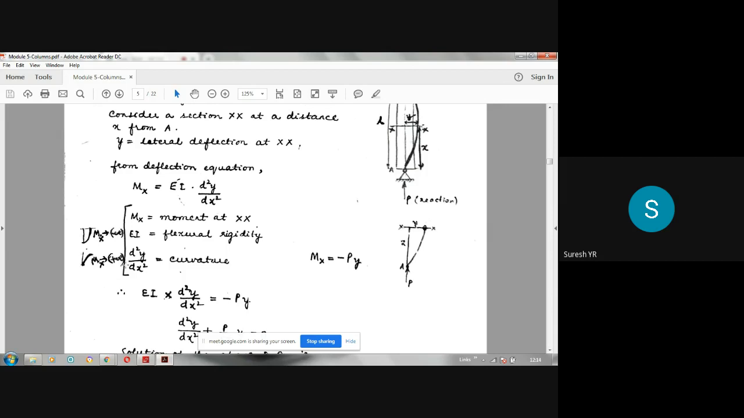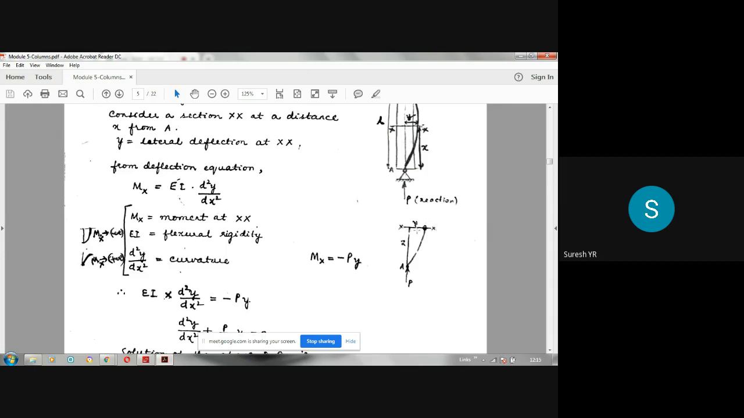So this is a little bit opposite of that of the beam. This is how the sign convention is used. So Mx in this case is negative because the buckling is like this. And what is that moment? P into y. So it is minus P into y. So Mx is minus P into y. That's what I wanted to tell.